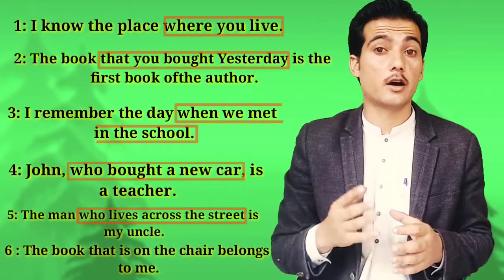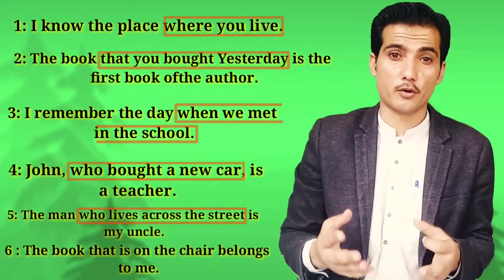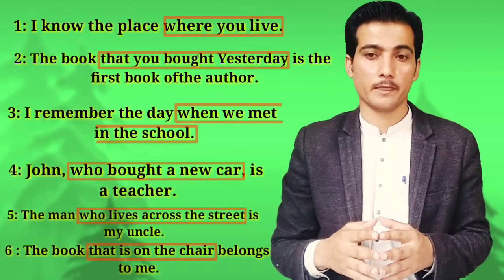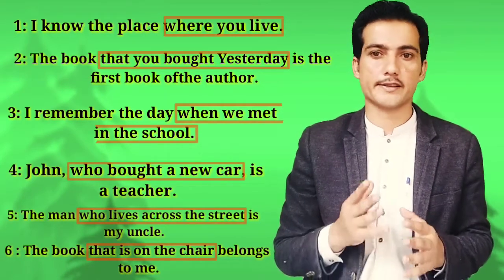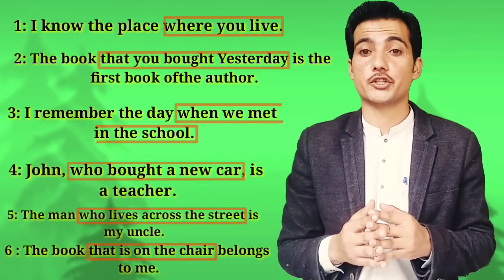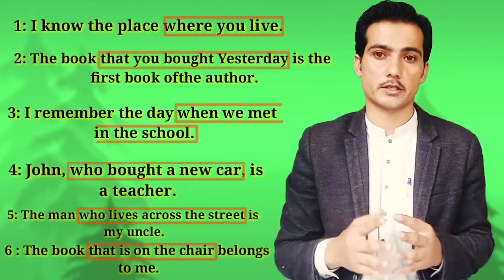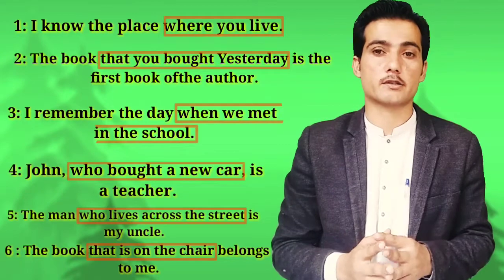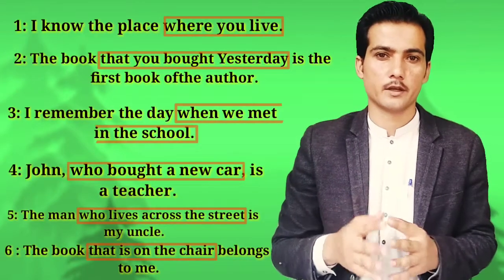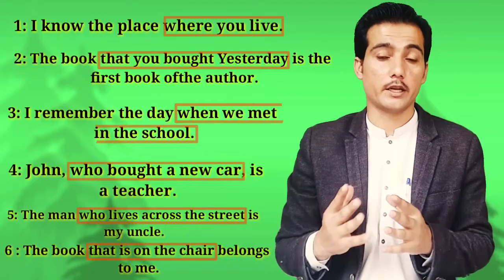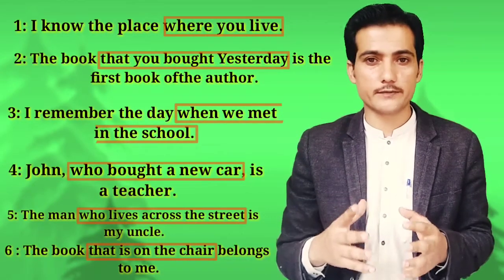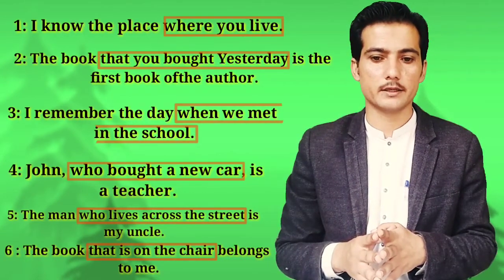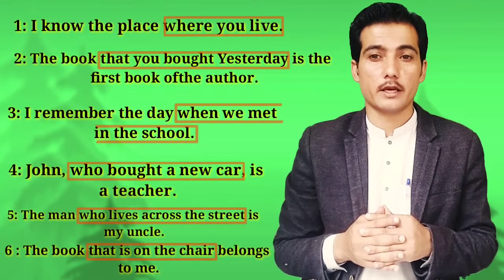The book that is on the chair belongs to me. The book, which one book? That is on the chair. It is an adjective clause, because it starts with the relative pronoun, and that is that. But here that functions like a subject. And along with that, it consists of a verb, that is on the chair. And it is a group of words, and it gives us information about the noun, that is the book. And that is why it is an adjective clause.